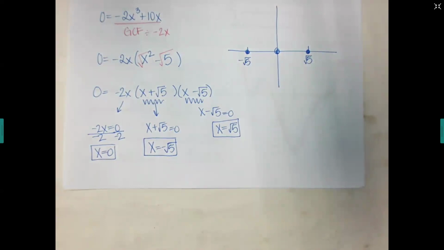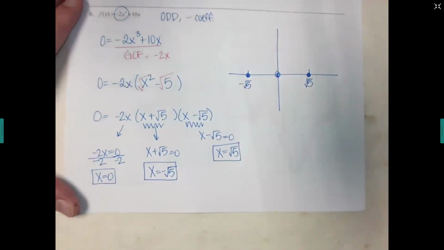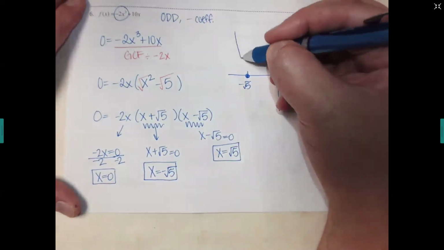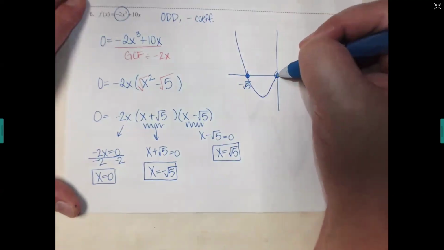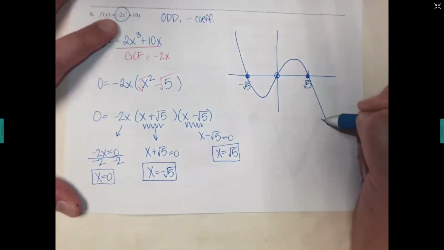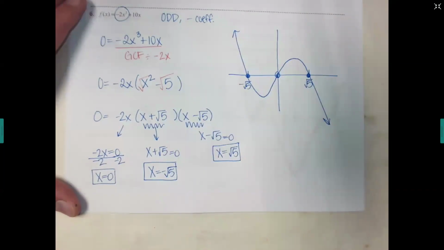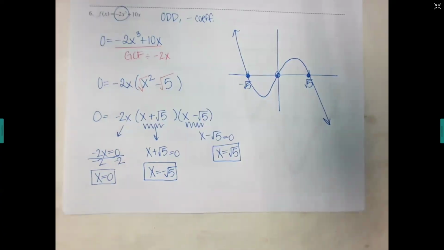Okay, then from there, this is a negative odd. So where should it start? At the top. And then it's going to pass through the x-axis, through the x-axis, through the x-axis. Okay, because negative odds start high and end low. Ooh, we're done. Great.